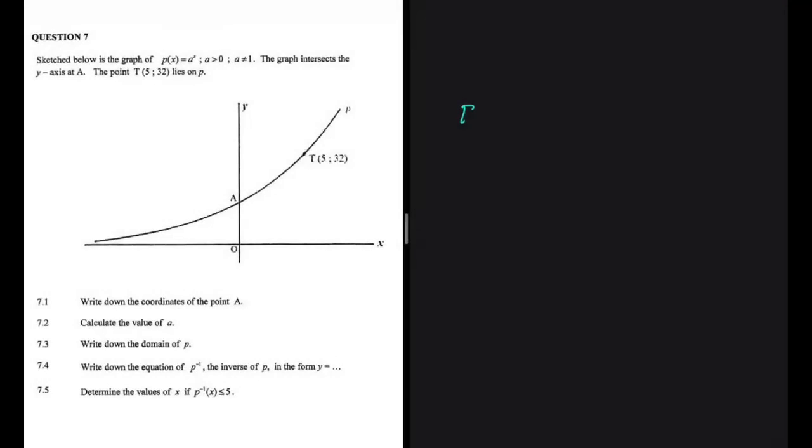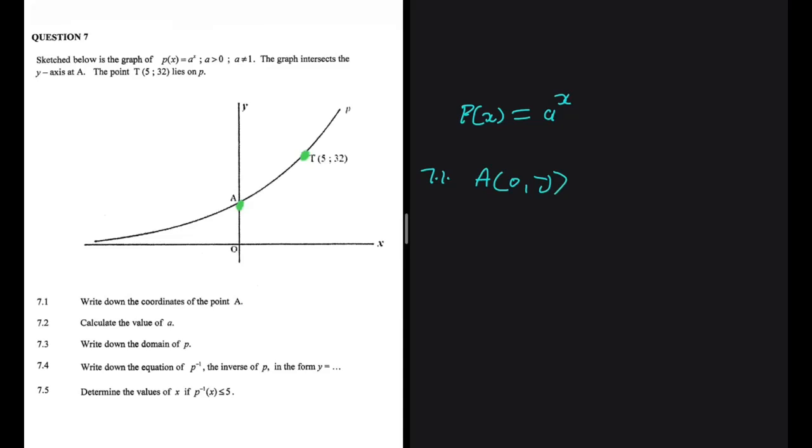We have a function p of x which is equal to a to the power x, and then on our graph we have the point a, which is our y-intercept, and then some point t lying in the first quadrant, as you can see. And then the first question, 7.1, is saying let's find the coordinates of point a. So we've already established that point a is our y-intercept. So if point a is indeed our y-intercept, then it should have an x value of 0, and some value of y which we're supposed to find.